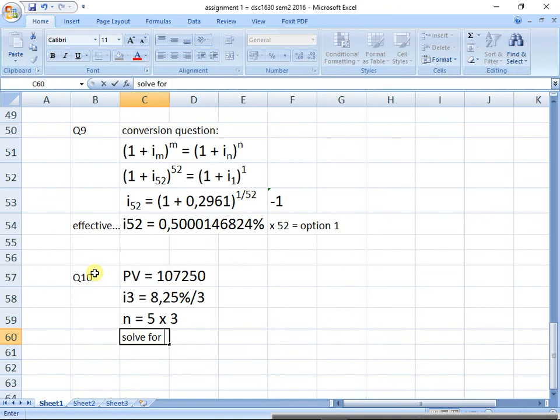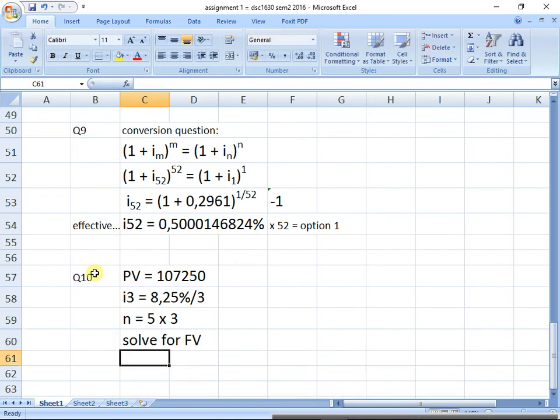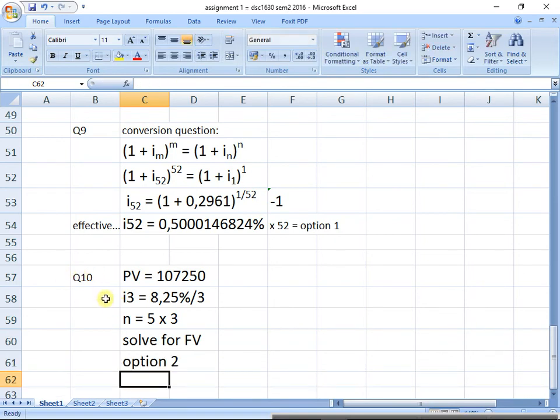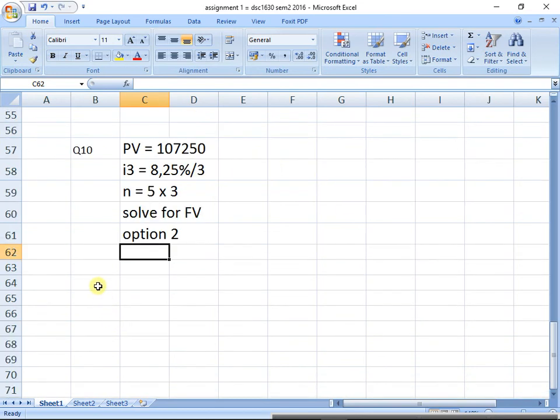And solve for the FV. Okay. 8125 is my interest, divided by 3, because it's every 4 months. Yes. 16110. Correct, option 2.